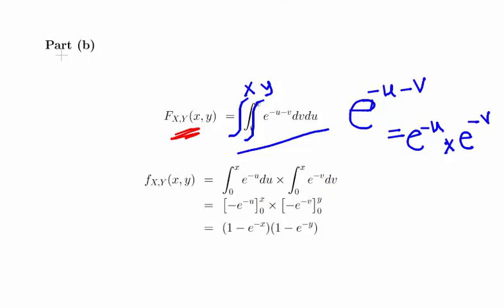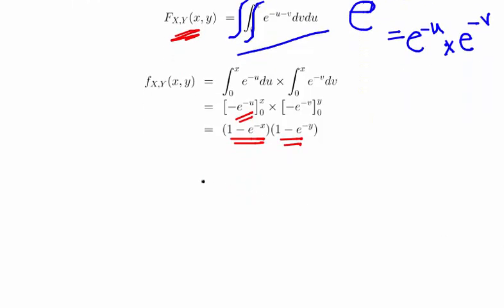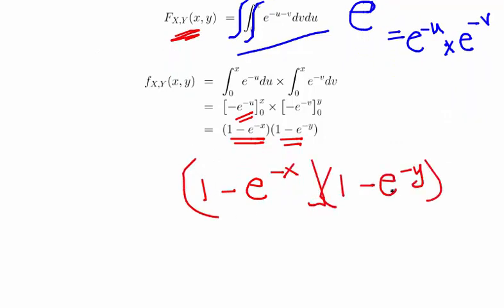So just like we had before, we end up with minus e to the minus u, where the limits of integration are 0 to x, and minus e to the minus v, again integrated from 0 to y. So when we work that out, this is what we get here: 1 minus e to the minus x times 1 minus e to the minus y. So that is F of x, y.